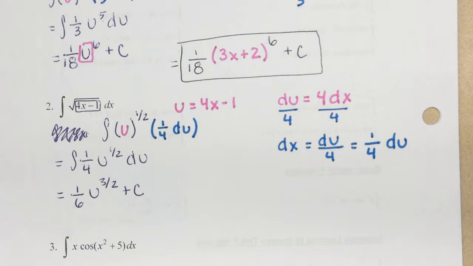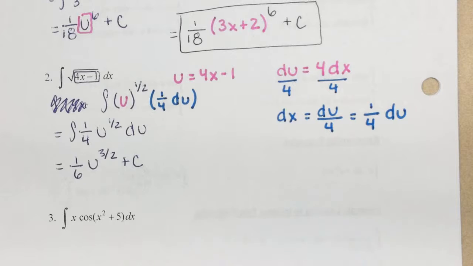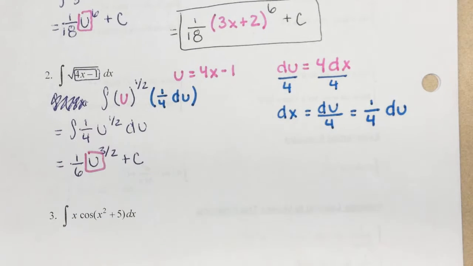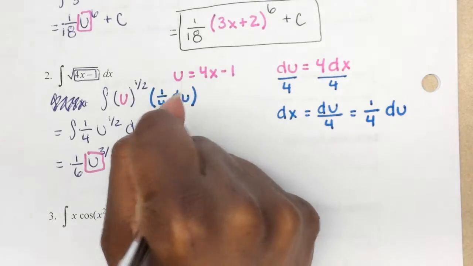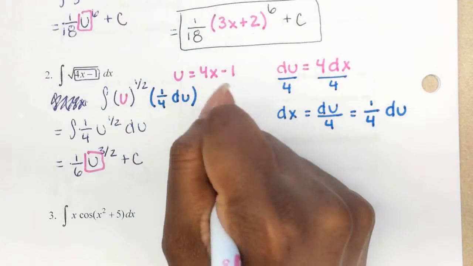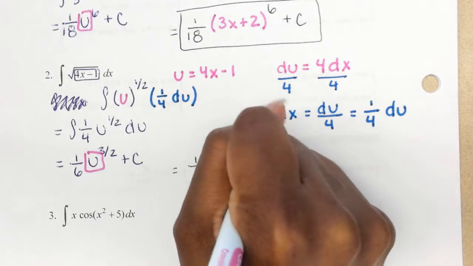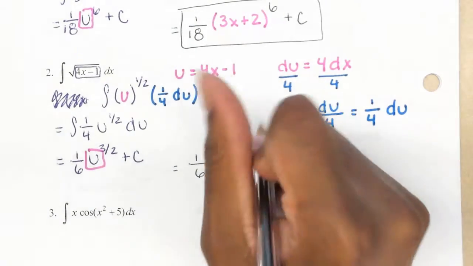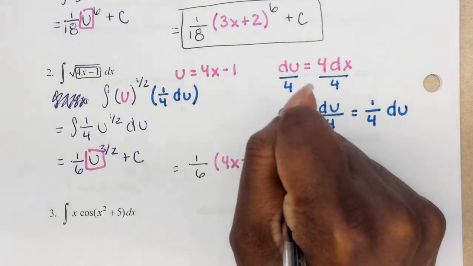And then my final step, put back u. So I have 1/6 times 4x minus 1 to the 3/2 plus c.